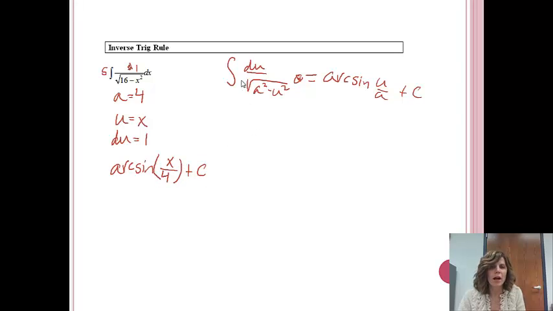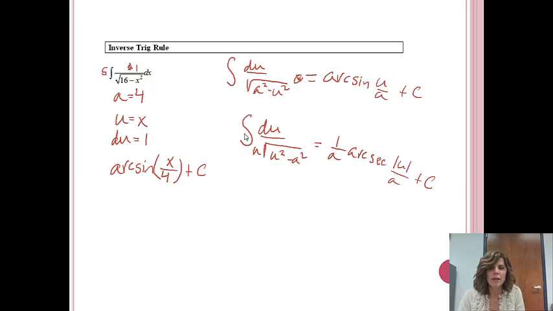And if you're not sure of your inverse trig rules, I'm just going to quickly write them. The second one would be du over the square root of u squared minus a squared. If you see something like that, this is going to be an arcsecant. It's going to be 1 over a, arcsecant, absolute value of u over a, plus c. So if you do see something like that, we can use that.